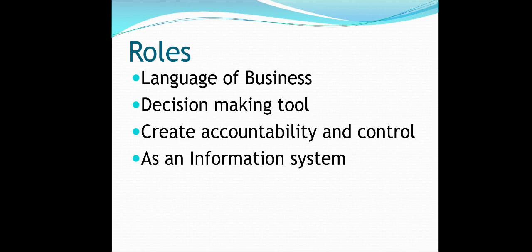The output is the information produced by the accounting process. So for financial accounting, the output is called financial statement. For management accounting, the output is called budget, and also cost report. So accounting is an information system.